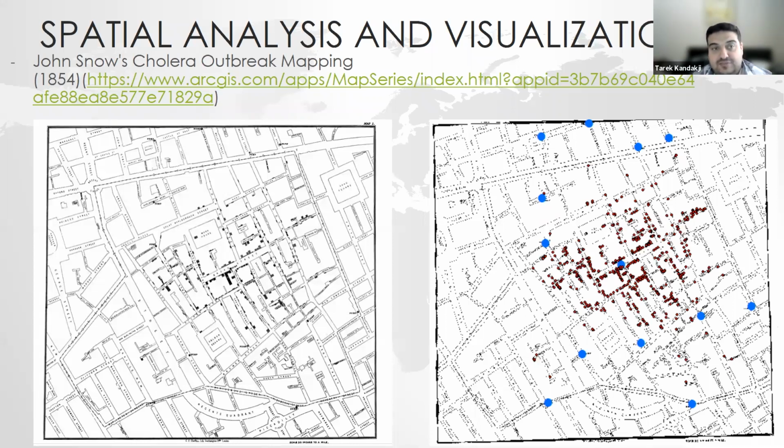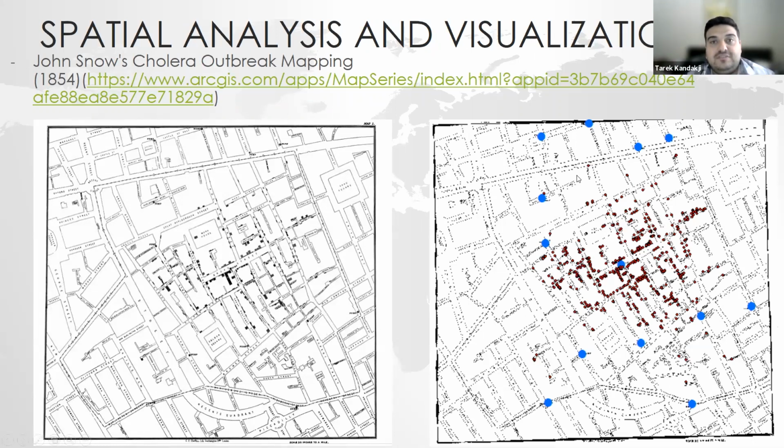A very important and very famous example is John Snow's cholera outbreak mapping in 1854, the cholera outbreak in London. People did not know where the cholera was coming from. So John Snow created a map. He put the incidents of the outbreak as points. And then he looked for spatial patterns in that region.